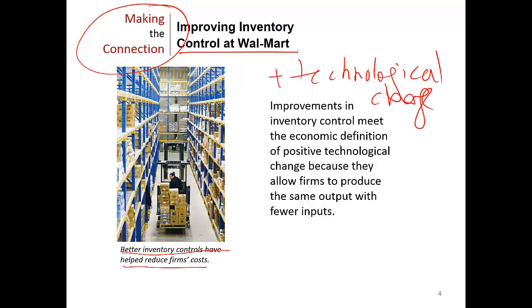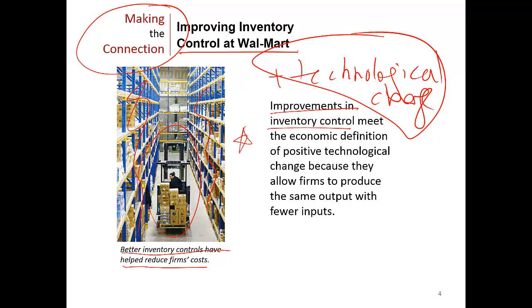Okay, you didn't change anything per se. Probably you're hiring the same amount of people, you have the same number of forklifts or shelves, okay, but how you do things could be changing. The way you actually conduct business could be an example of technological change. So at Walmart, improvements in inventory control meet the economic definition of positive technological change.